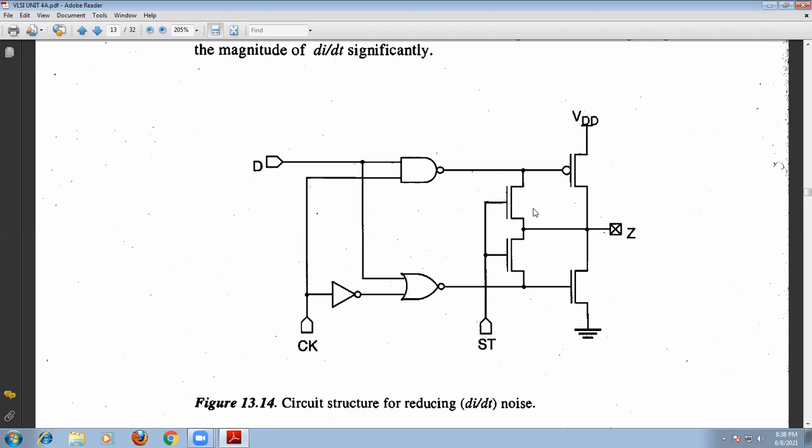Therefore, when this condition is satisfied, the noise will be reduced. Remember, before the clock goes to high state, when the strobe signal is high, so what happened?